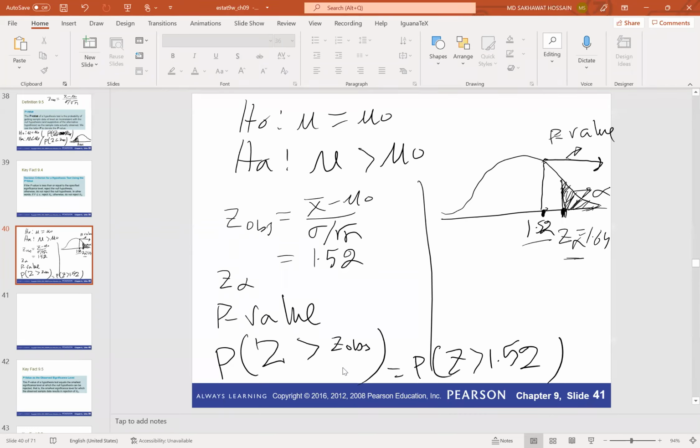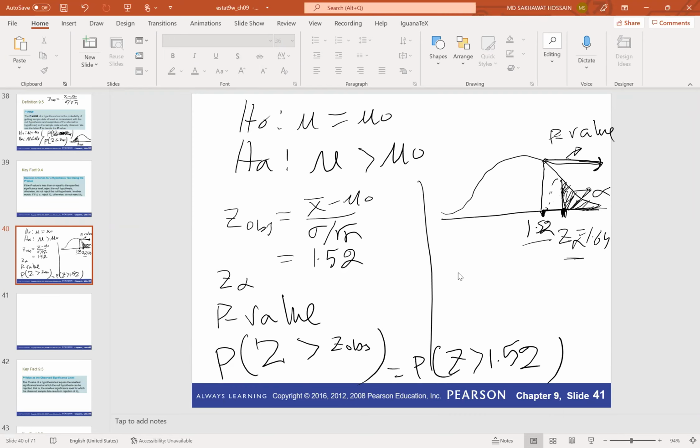We fail to reject the null, right? Because 1.52 is outside the rejection region. Yeah, thank you. We fail to reject the null. Okay, now the question is, so what will be the p-value? P-value is the area of this part from here to here, this area, the shaded region, and also this area.